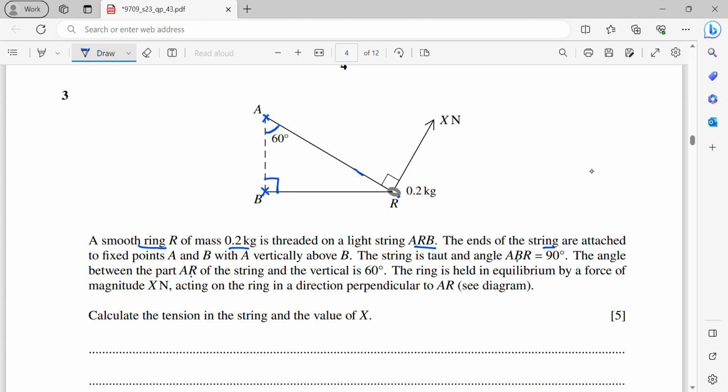The ring is held in equilibrium by a force of magnitude X Newton. Equilibrium means that it is not moving, right? Acting on the ring in the direction perpendicular to AR. So see diagram. Now calculate the tension in the string and the value of X. So we have to solve two parts here. Now for your information, since the ARB is the thread, it means that it is a string. ARB is a string, so that means you will have the tension over here.